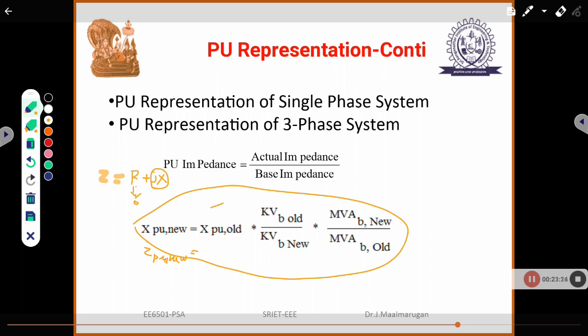Up to this we discussed what a power system is, the representation of a power system, the single line diagram, and per unit representation. These three topics we covered in today's video lecture. In the next video lecture we will discuss how to solve per unit representation problems, and the unit 2 overview. Thank you.